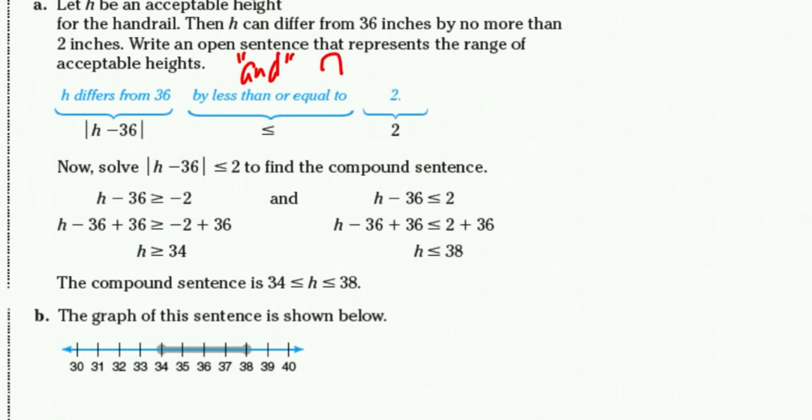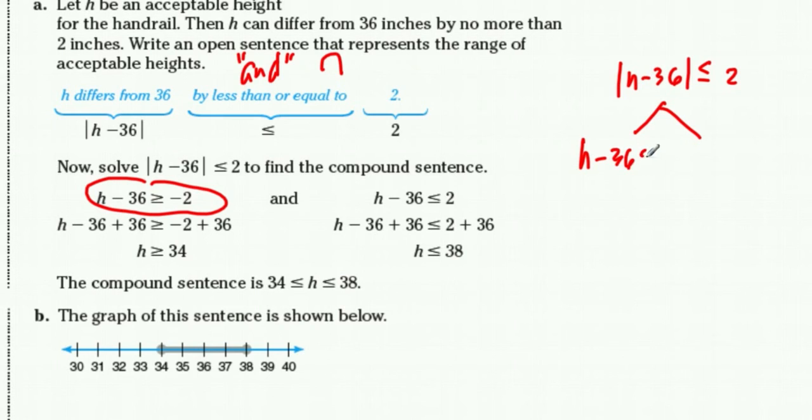Again, to refresh your memory on how we got this. Remember that when we talk about the absolute value of h minus 36 less than or equal to 2, you're talking about two cases, two scenarios. One is h minus 36 less than or equal to 2, and the other one is negative h minus 36 less than or equal to 2. Or, if you multiply both sides by negative 1, you end up with h minus 36 greater than or equal to negative 2, which is this one right here.